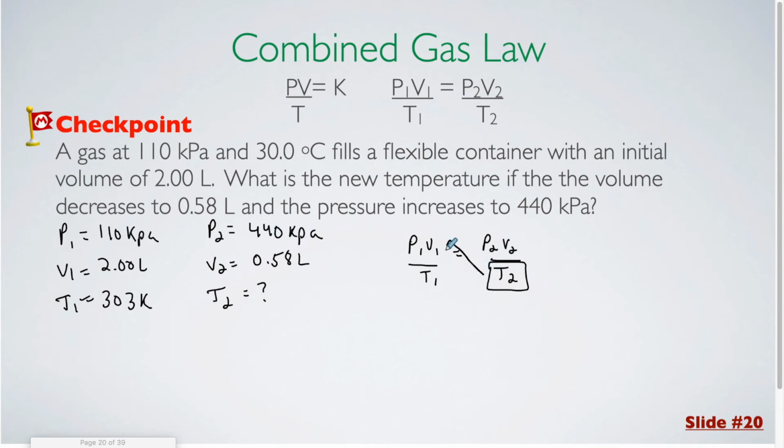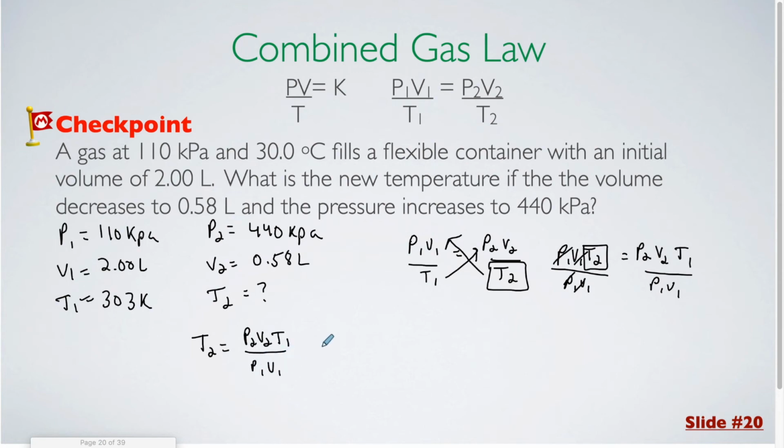I can multiply T2 up to the opposing side and T1 up to the opposing side. That gives me an equation of P1 V1 T2 equals P2 V2 T1. And when all of my variables are in a straight line like this, it's a little bit easier to solve. If I want to get T2 by itself, I just need to divide by my other two variables, P1 and V1. And now I have a new version of the equation, so I'm going to rewrite that down here. T2 is equal to P2 V2 T1 over P1 V1. And now I just need to plug everything in.